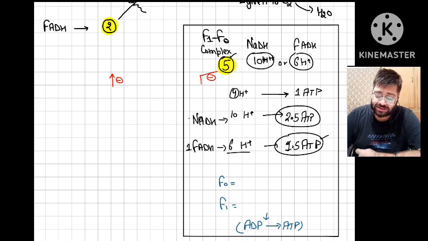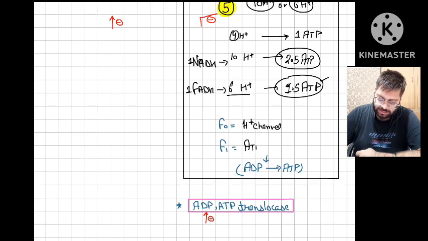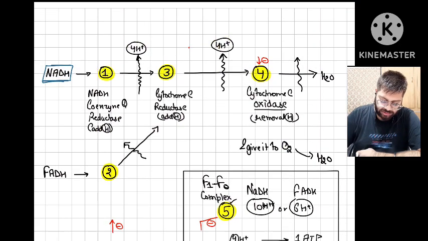This is the bioenergetics of F1. F0 is proton channel. F1 is ATP synthase enzyme which converts ADP into ATP. These are all the things.